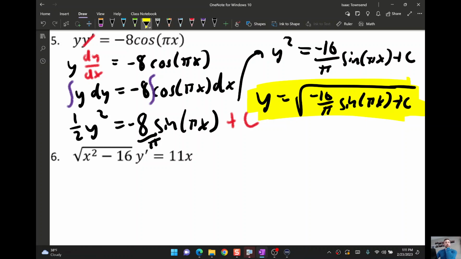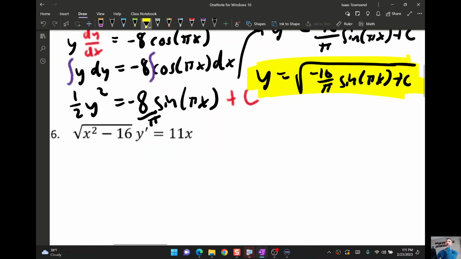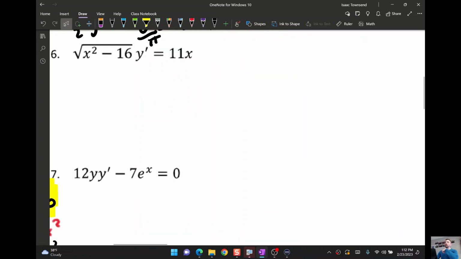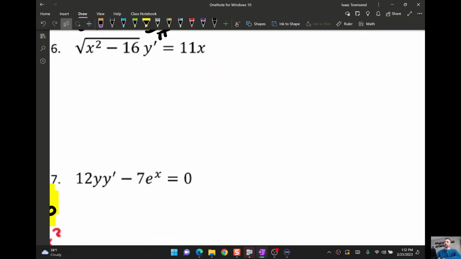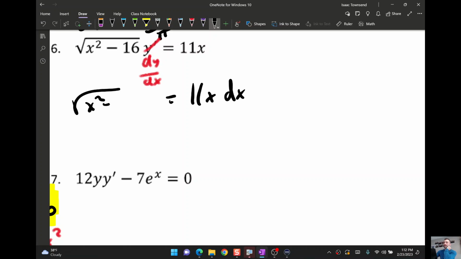Okay, let's look at one more of this type, and then we'll do one of the particular solutions at the bottom, and then we're going to move on to the other topic today. So what was the first thing we did in question 5? Okay. And then what was the next thing? Okay, we can multiply both sides by dx. What else?